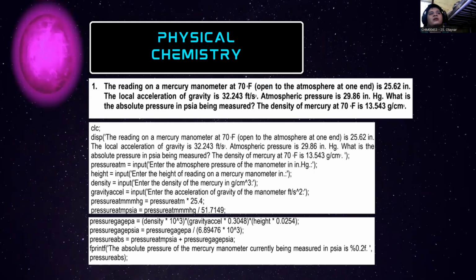And our first problem states that the reading on a mercury manometer at 70 Fahrenheit, open to the atmosphere at one end, is 25.62 inches. The local acceleration of gravity is 32.243 feet per second squared. Atmospheric pressure is 29.86 inches of mercury. What is the absolute pressure in PSI, pounds per square inch? The density of mercury at 70 Fahrenheit is 13.543 grams per cubic centimeter.